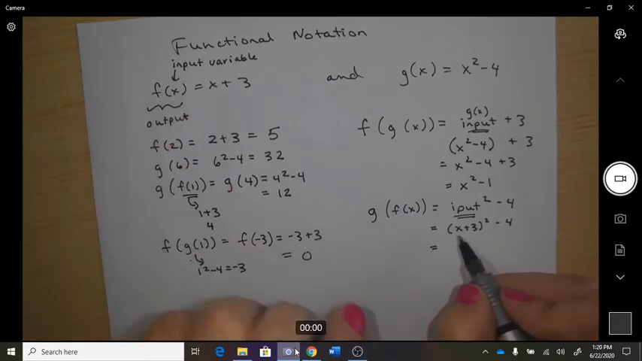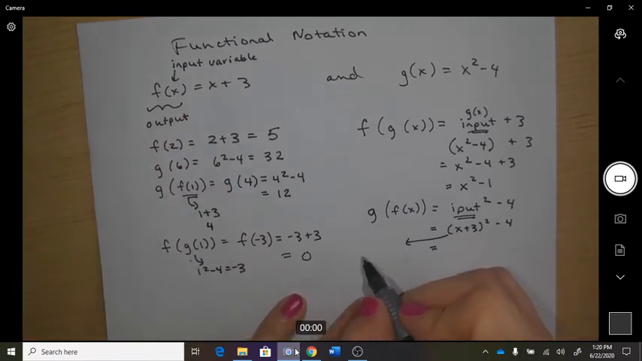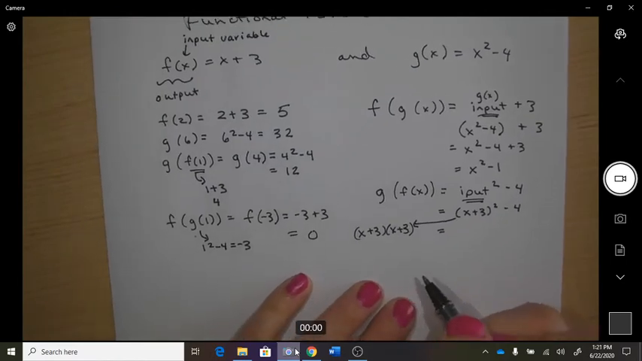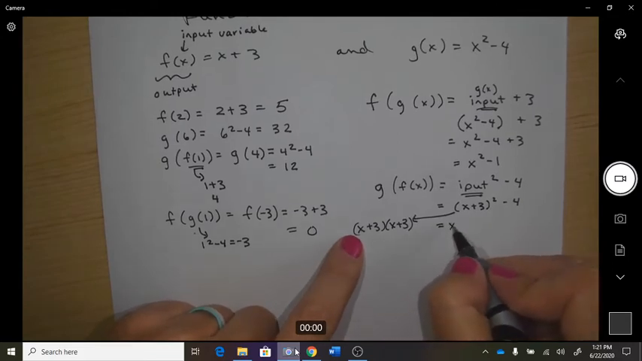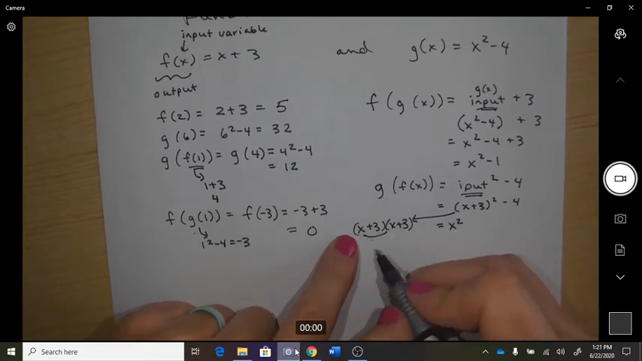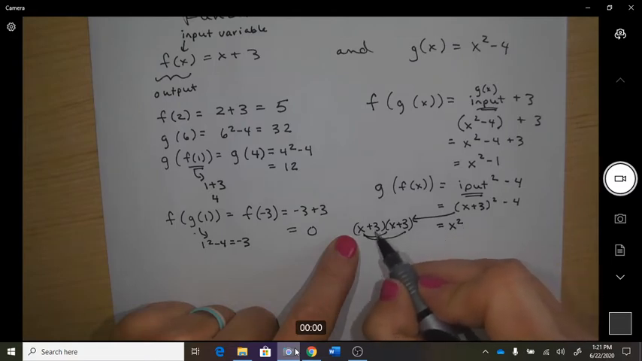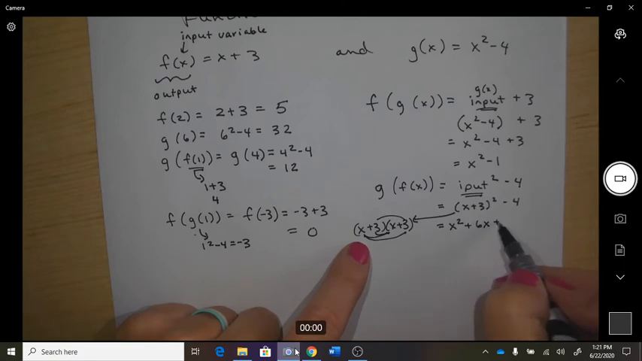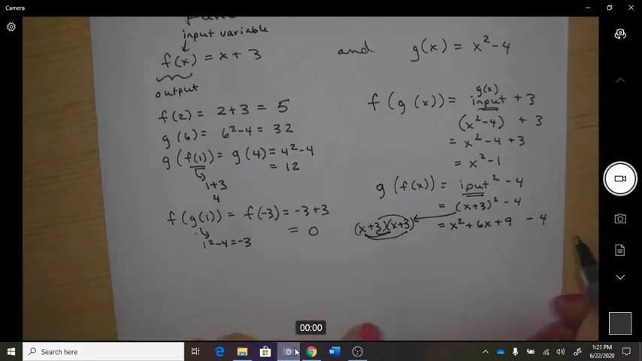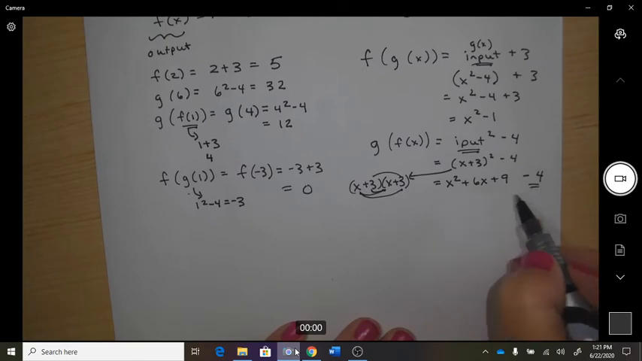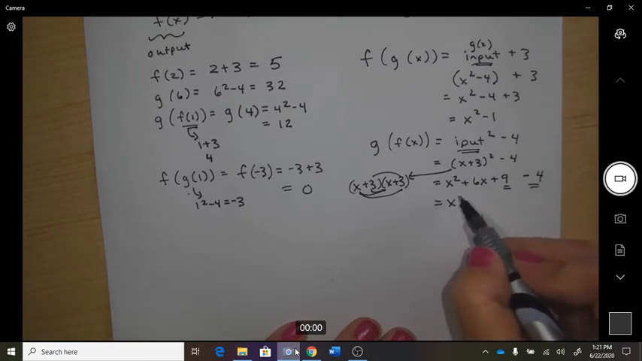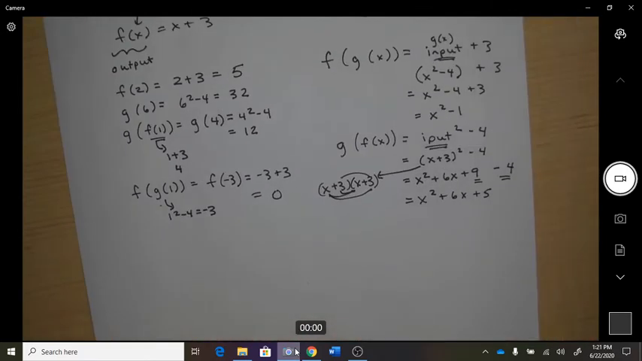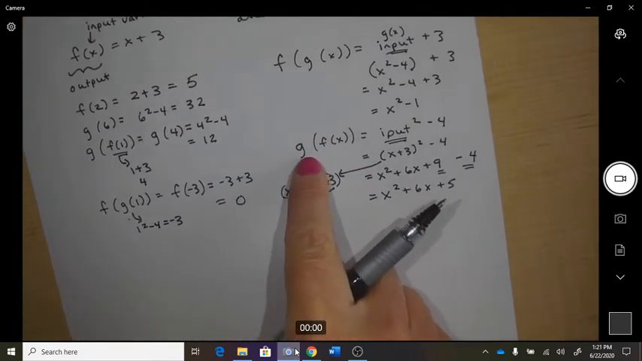Okay, so now we can't forget with binomial multiplication that when we square, it would look like this. x squared, that's my first, outside 3x, inside 3x, so that's 6x, last is 9. And then I still have to minus the 4. So that's my final answer. So always work from this outward.